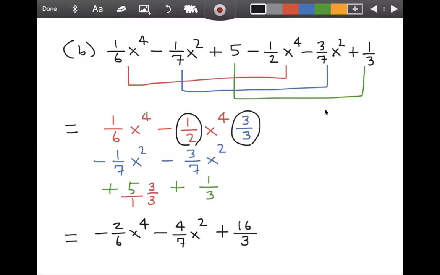15 over 3 plus 1 over 3 is 16 over 3. So this answer is almost perfect. We just need to simplify the 2/6 here. So my final answer is going to be negative 1/3 x to the fourth minus 4/7 x squared plus 16 over 3.